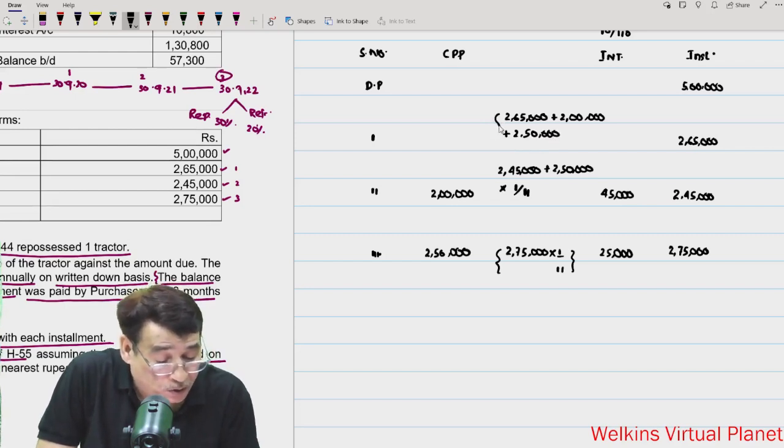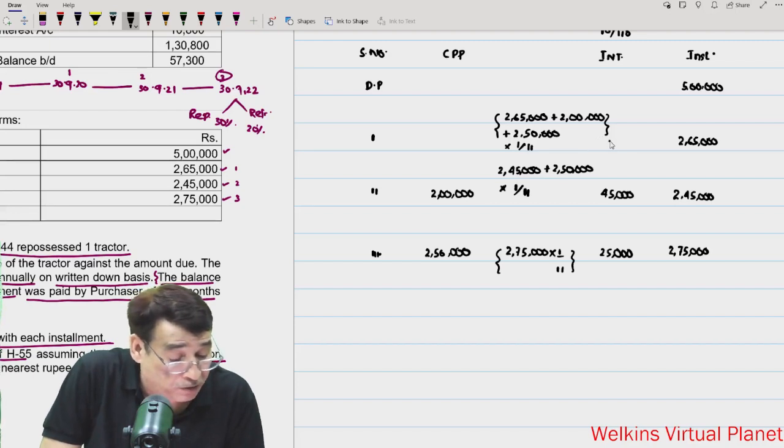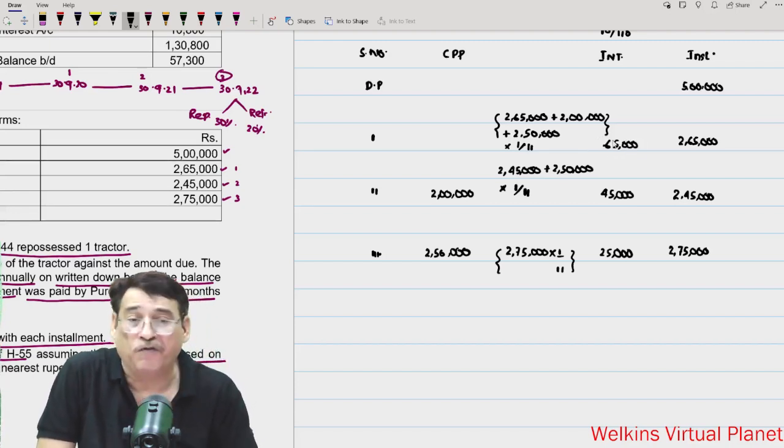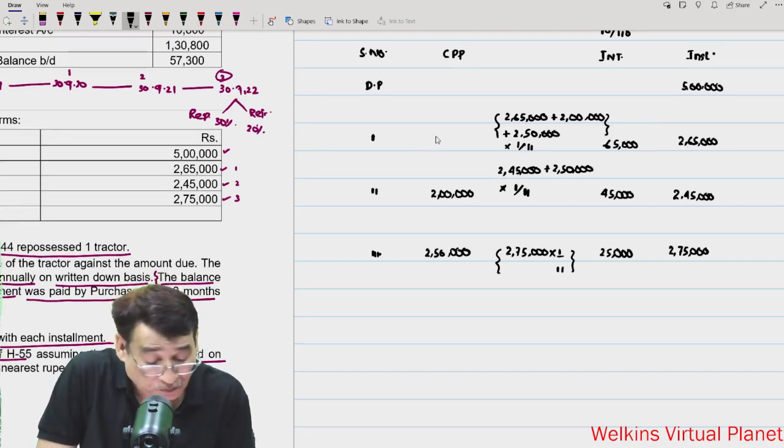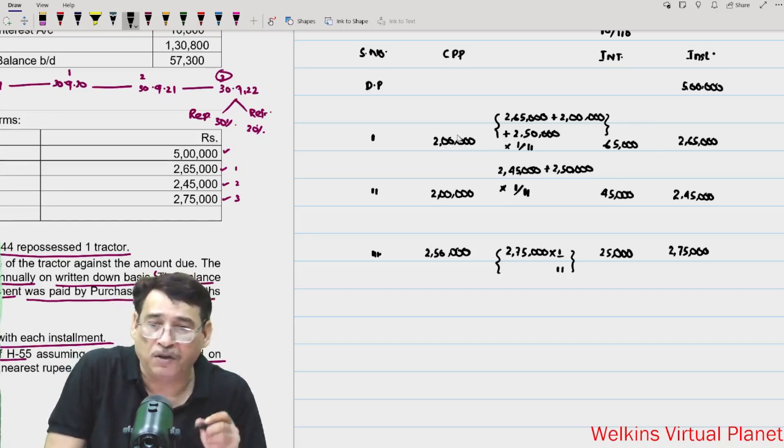So your total will be equal to this much, 7,15,000, and you will apply 1/11. So you will get 65,000 as your interest. So your interest will be equal to 65,000 out of 2,65,000. It means your cash price portion is 2 lakh. Is it clear to you or not?